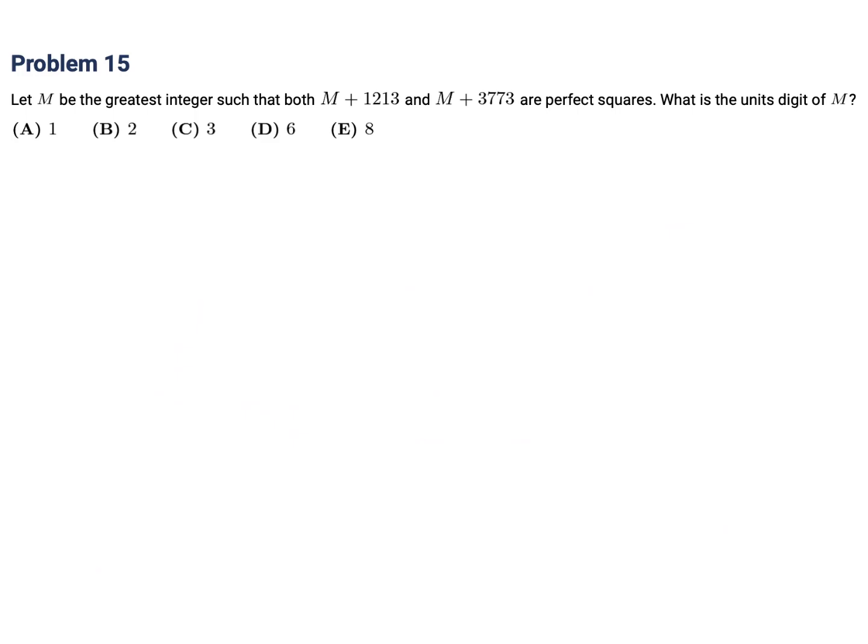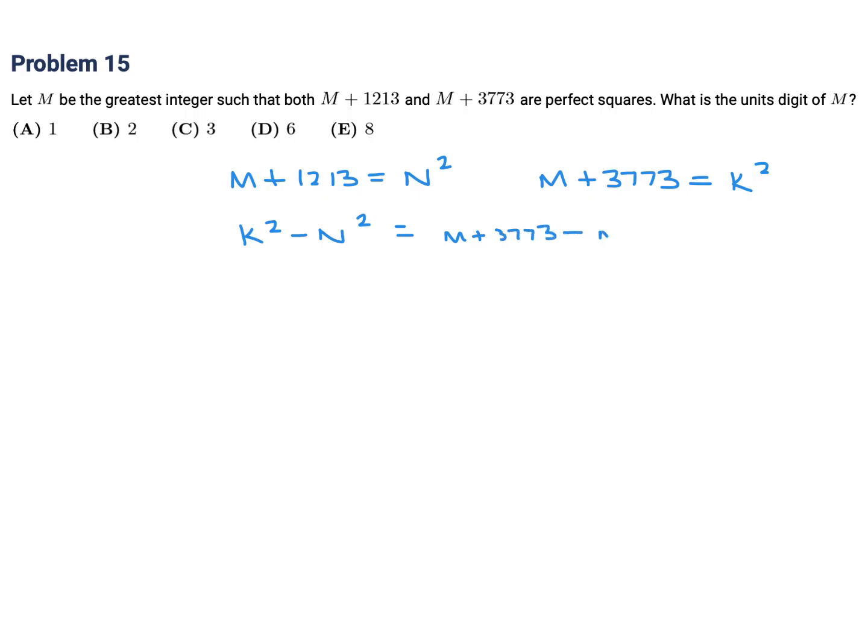Let m be the greatest integer such that both m plus 1213 and m plus 3773 are perfect squares. What is the units digit of m? m plus 1213 is a perfect square, so I'll just call it n squared. And m plus 3773 is also a perfect square, so we'll just call that k squared. And then if we subtract them, k squared minus n squared would be m plus 3773 minus m minus 1213. And k minus n, k plus n is the factorization there. And then the m's would cancel, interestingly. So that would be 2560.